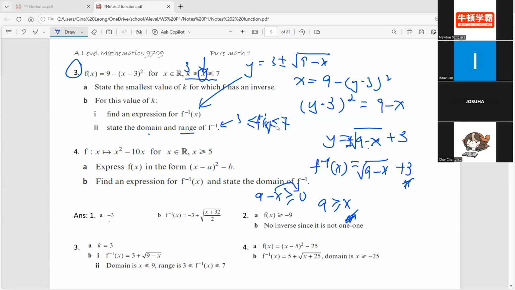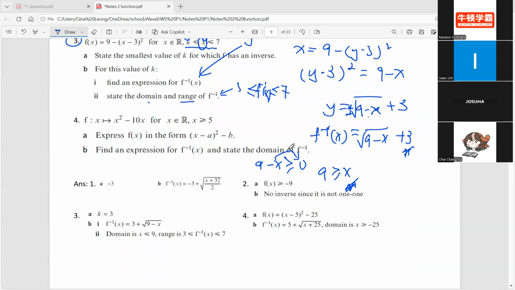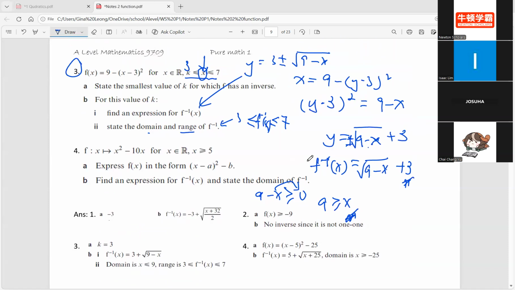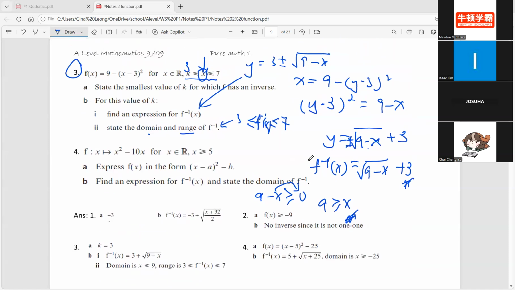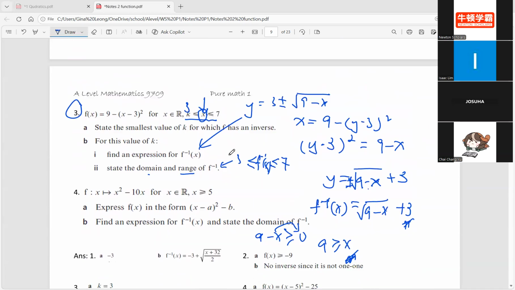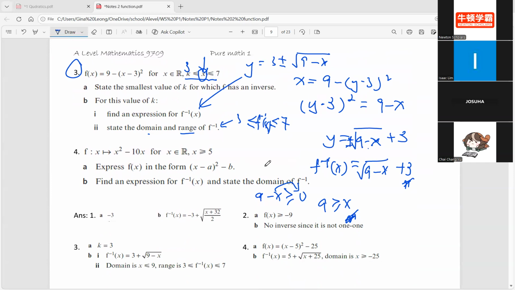Any other question before I end? Try to do the exercise here. If you cannot do it, just message me and I will do it for you.